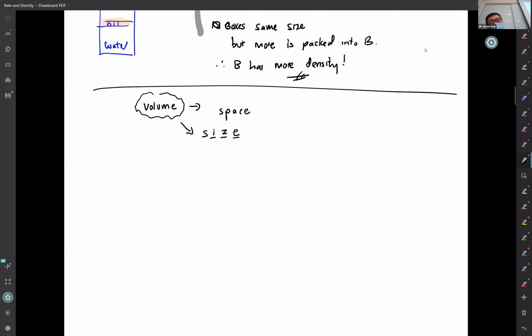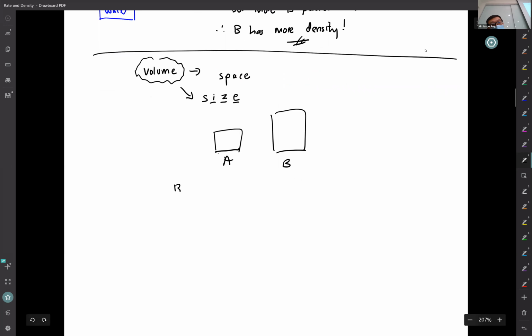So let's go back to the box A and box B example again. This is A, this is B. Who obviously is bigger in size? B, right? So you can say box B has larger volume than A. This should make sense to you, agree?